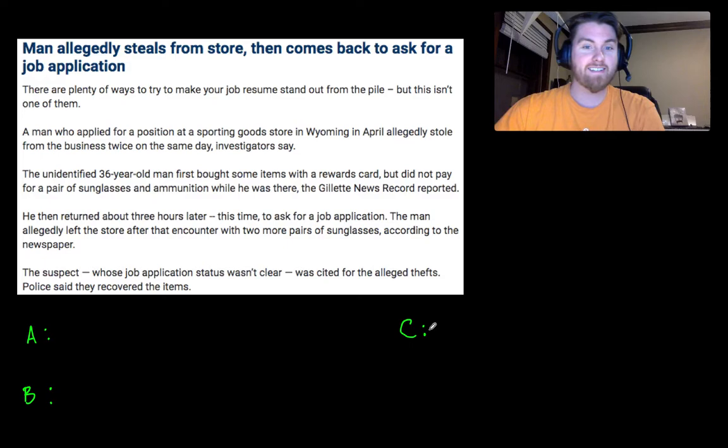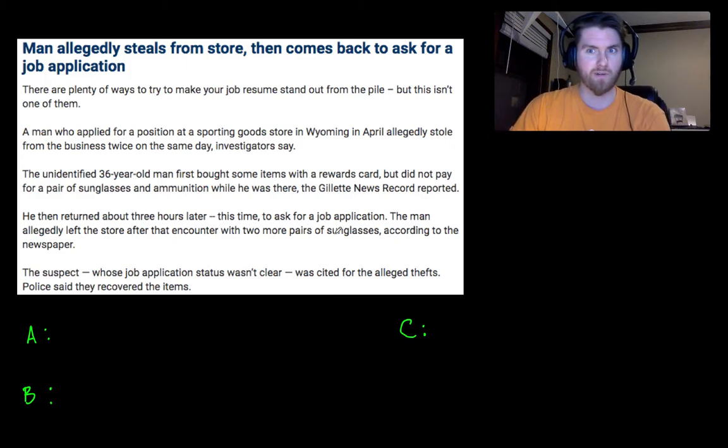Now, it says the man applied for a position, allegedly stole from the business twice on the same day. Shocking. A 36-year-old man first bought some items with a rewards card but did not pay for a pair of sunglasses and some ammunition. He returned 3 hours later. The man allegedly left the store with 2 more pairs of sunglasses. So, by itself, he stole 3 pairs of sunglasses and some ammo. And he went and asked for this job application.